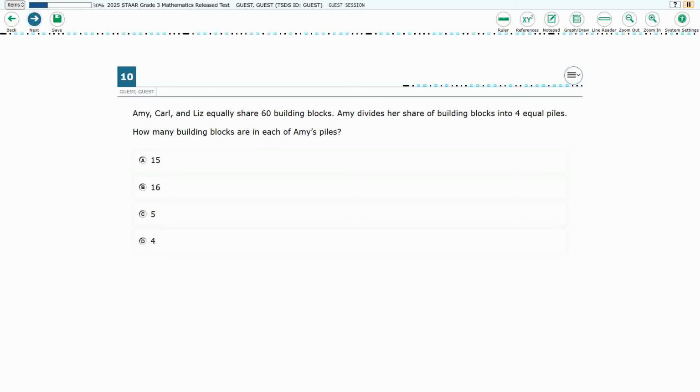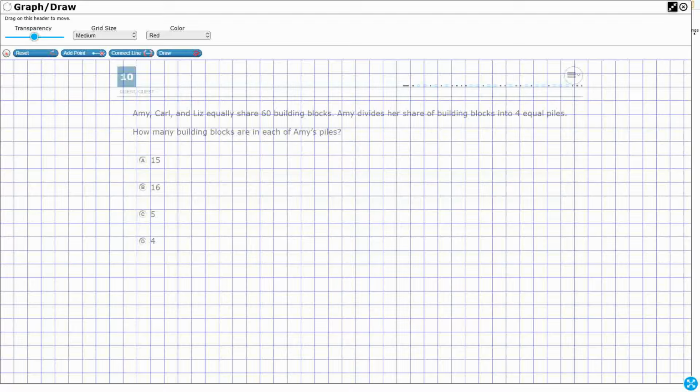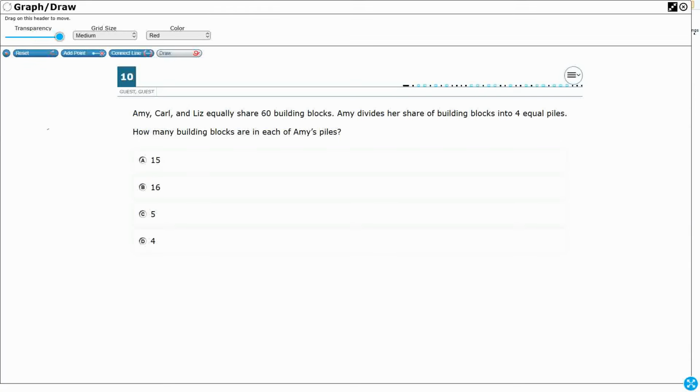So for number 10, we are looking at multiplication and division word problems. And that is going to be 3.4K. And so we've got Amy, Carl, and Liz equally sharing 60 blocks. All right, so once again, 60 blocks. They give it to us, and that looks like the total.